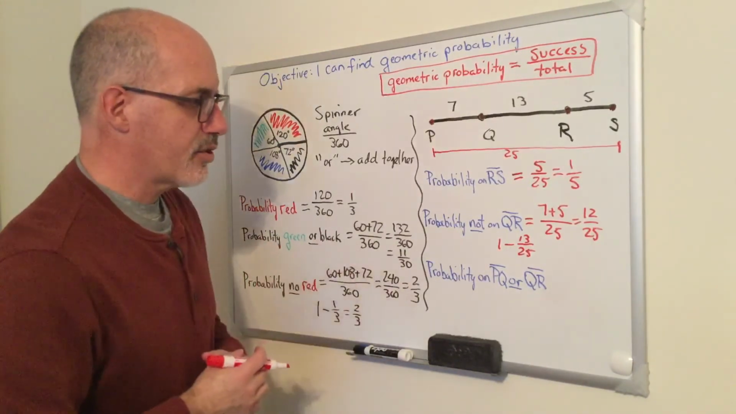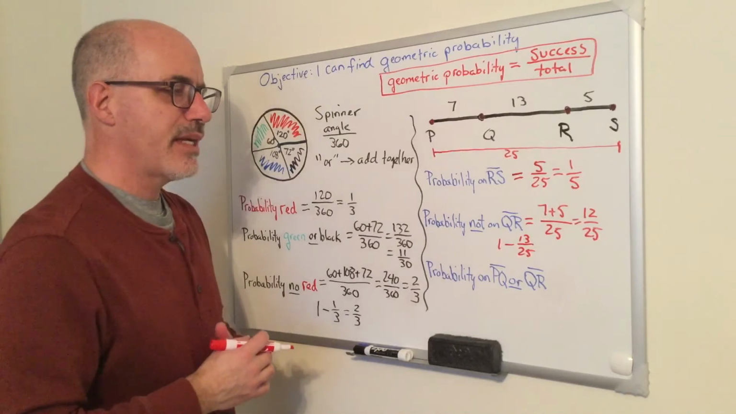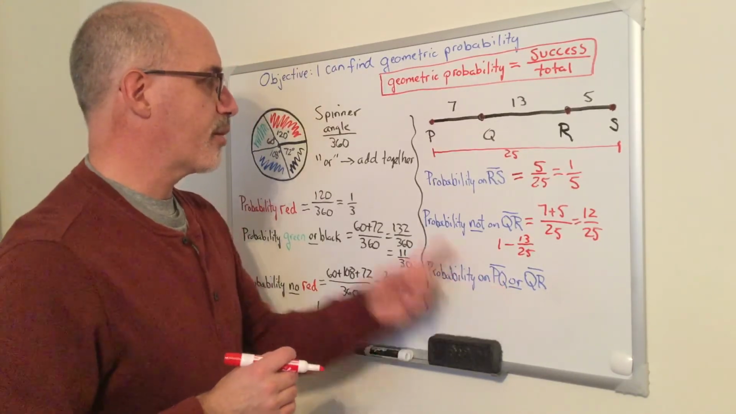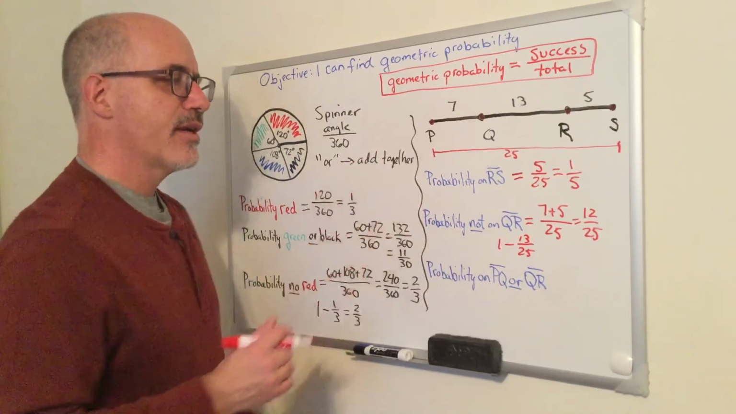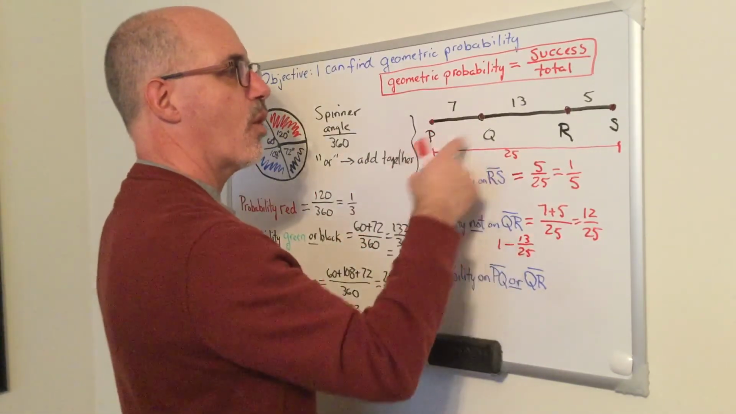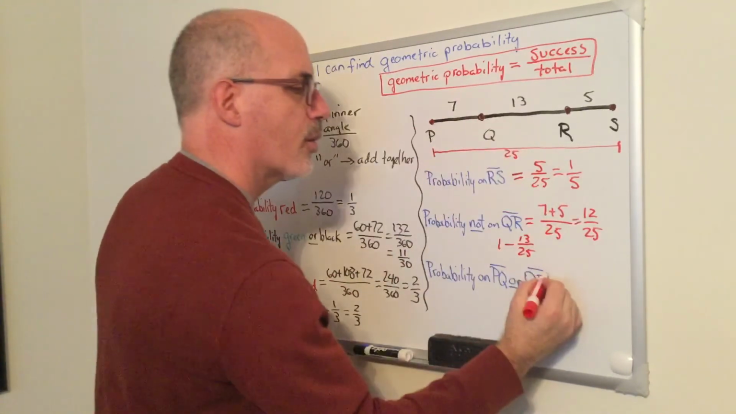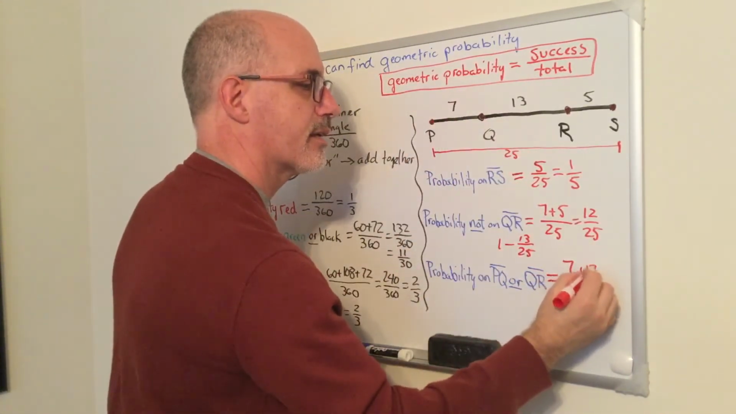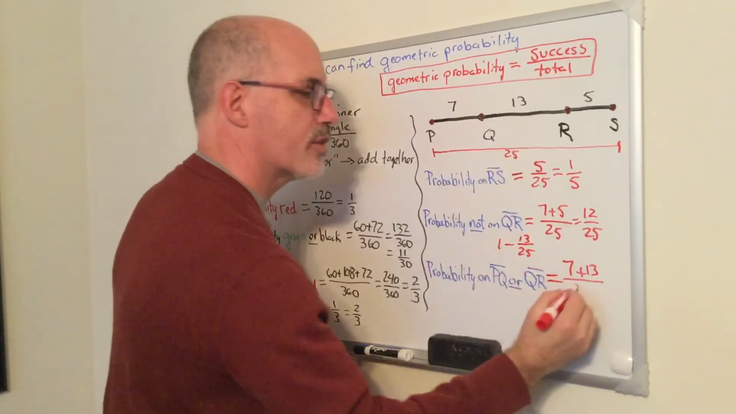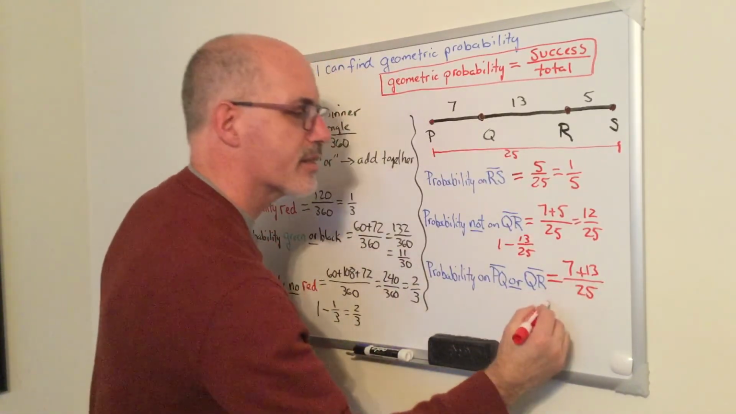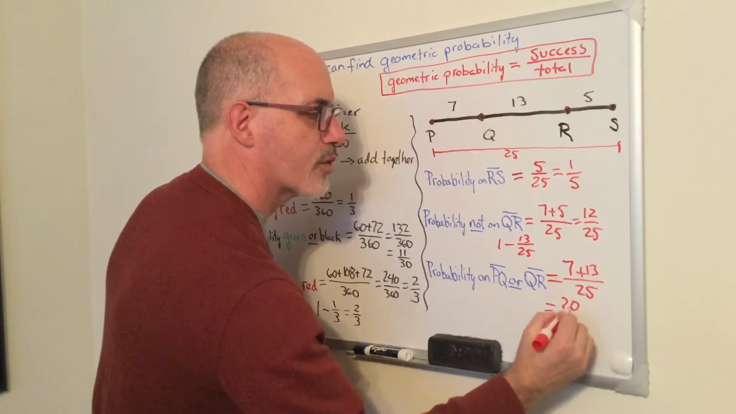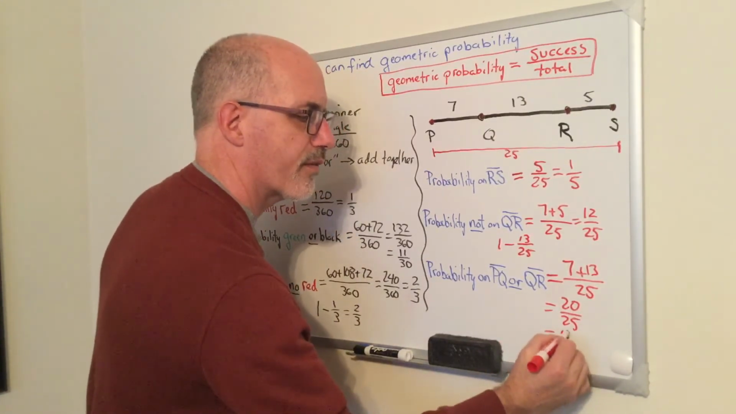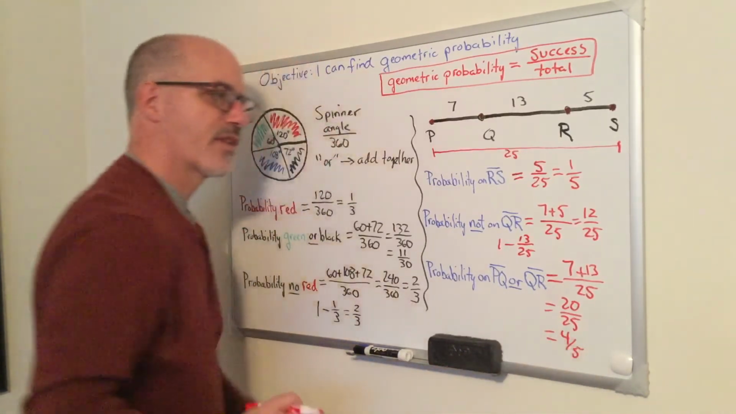Now let's lastly do this last one, probability on PQ or QR. Now remember, the word or here means you're going to add them together. So notice the PQ or the QR would give me 7 plus the 13 over the total, which is 25 all the way across. That gives me 20 over 25, which would reduce down to 4/5 as my answer.